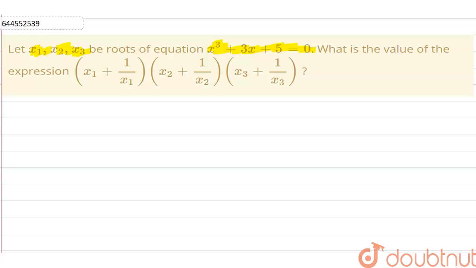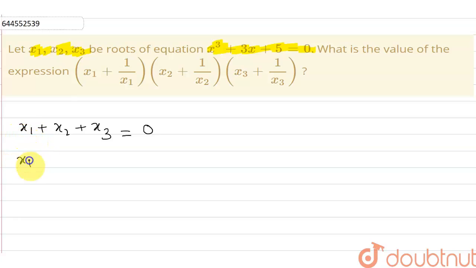So we can use our property that the sum of roots x1 plus x2 plus x3 of this equation is equal to the coefficient of x square, which is 0 here. So as the coefficient of x square in this cubic polynomial is 0, the sum of these three roots will be equal to 0. This will be my first equation.